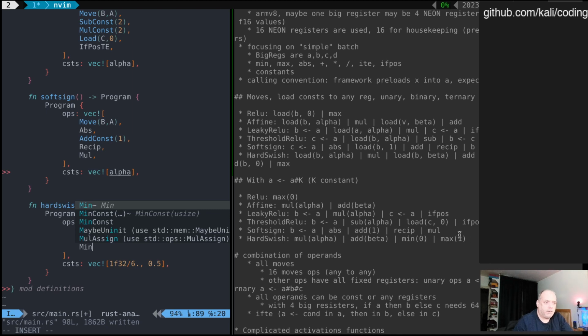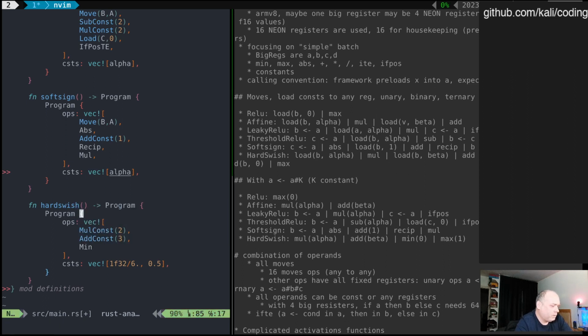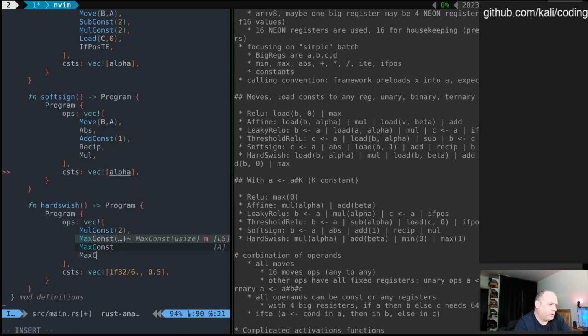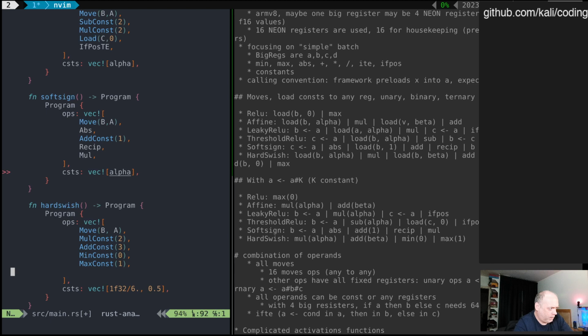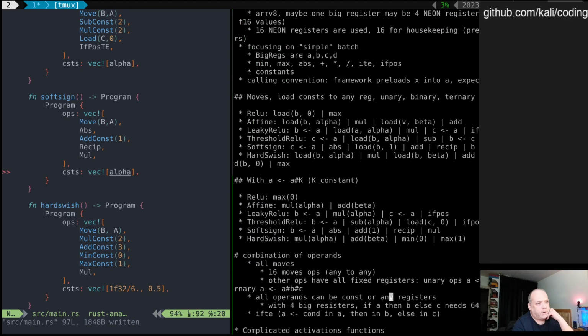I'm still confused. I mean, something is missing here. At the end, we need to multiply by x the hard switch. I got it wrong, I guess, from there already. It's okay. So anyway, min is, let's try to get it right now. Min const of 0, max const with 1, and then we multiply by x. So I need to protect x by moving it to b, and now I can do multiply. Okay, so this one was wrong.